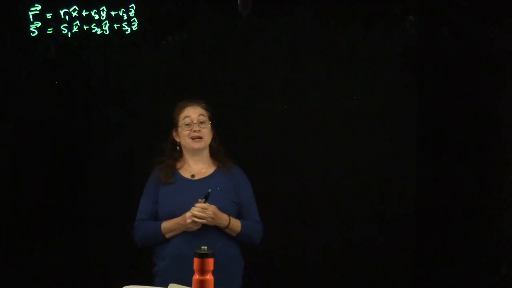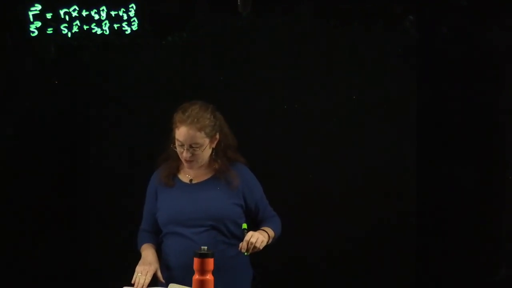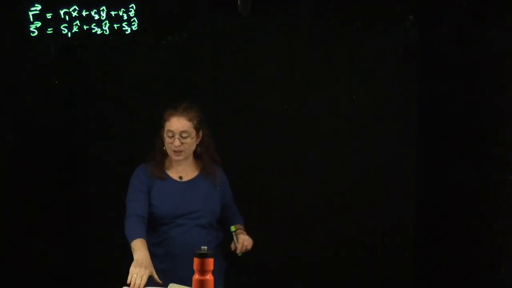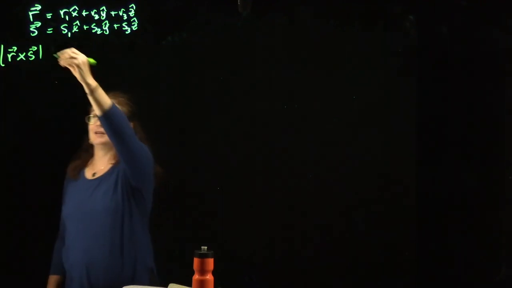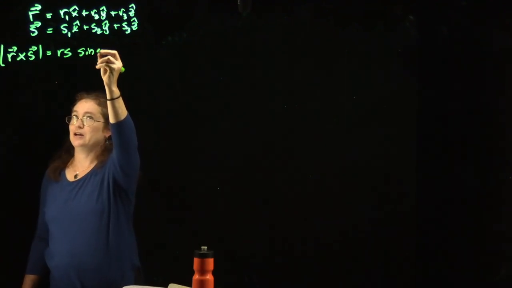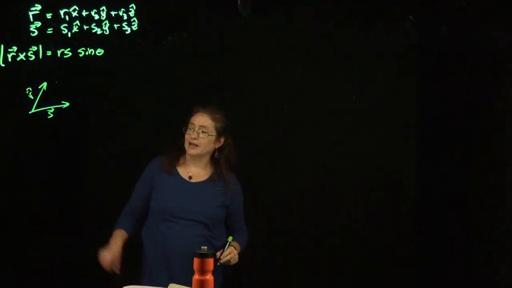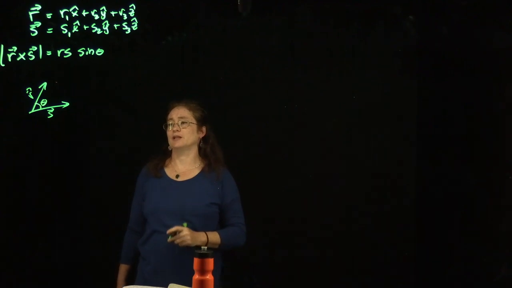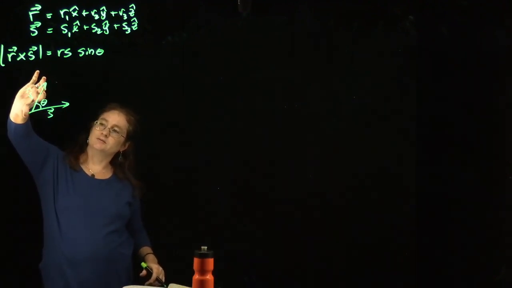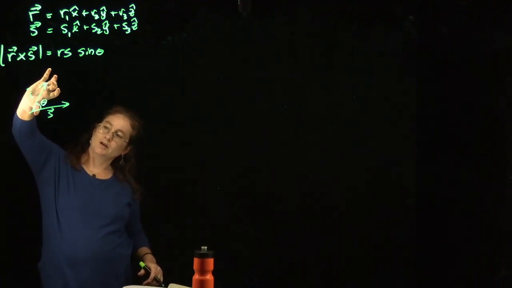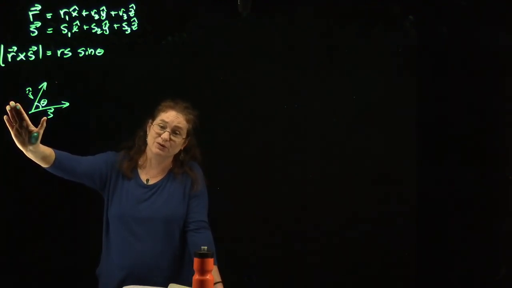I'm going to stick with writing stuff down, not drawing, for the most part, because this is where the mirrored screen causes some consternation. I'm going to stick with my two sample vectors here. Now, the magnitude of R cross S is equal to R S sine of the angle between them. So if I have R and S, the magnitude is the sine of the angle between them. Then when you think about the direction, the cross product always has to be perpendicular to both of the vectors.